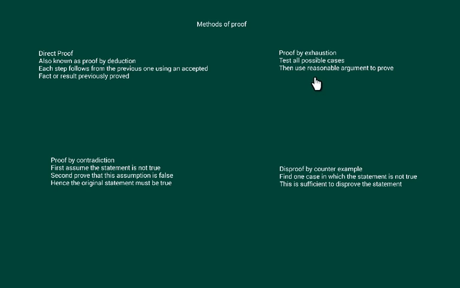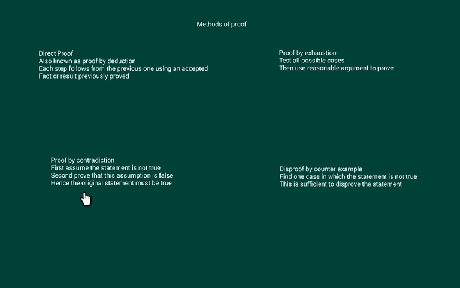Then there's proof by exhaustion, and this involves testing all the possible cases. Normally there's not more than 10 possible outcomes, so you can try all of them. Then finally, use a reasonable argument to justify your proof.